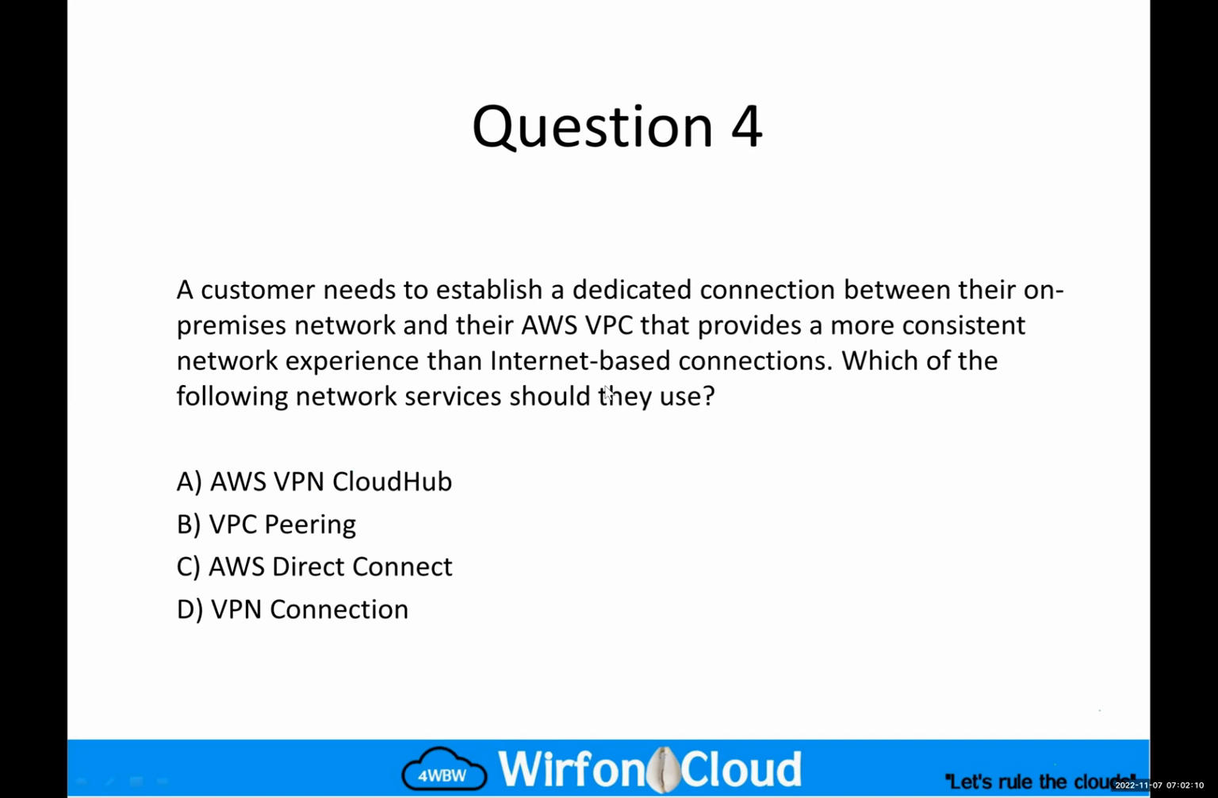Okay, next question. A customer needs to establish a dedicated connection between their on-premise network and their AWS VPC that provides a more consistent network experience than internet-based connection. Which of the following network services should they use? A, AWS VPN CloudHub; B, VPC peering; C, AWS Direct Connect; D, VPN connection.